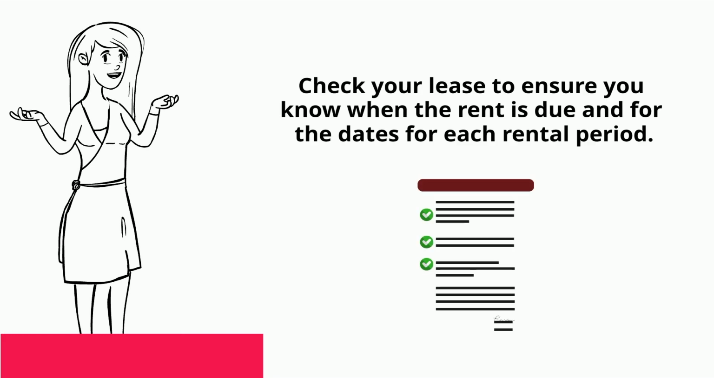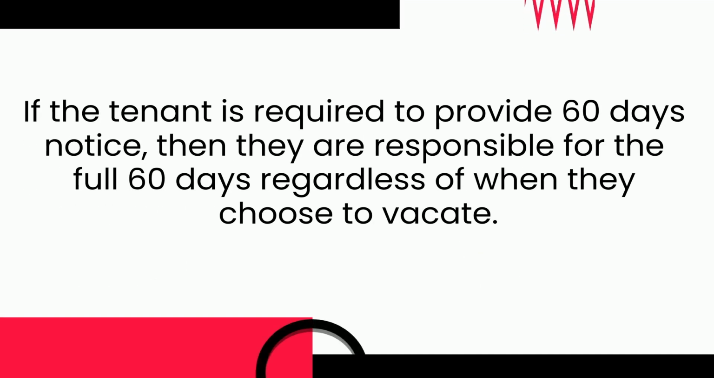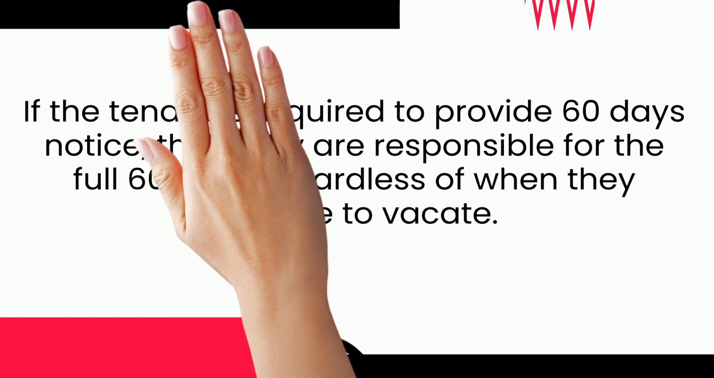Check your lease to ensure you know when the rent is due and what dates that rent period covers. If the tenant is required to give 60 days written notice and the rental period is from the first of the month to the end of the month, then the tenant is responsible for the full 60 days notice period, regardless of whether or not they choose to vacate early.